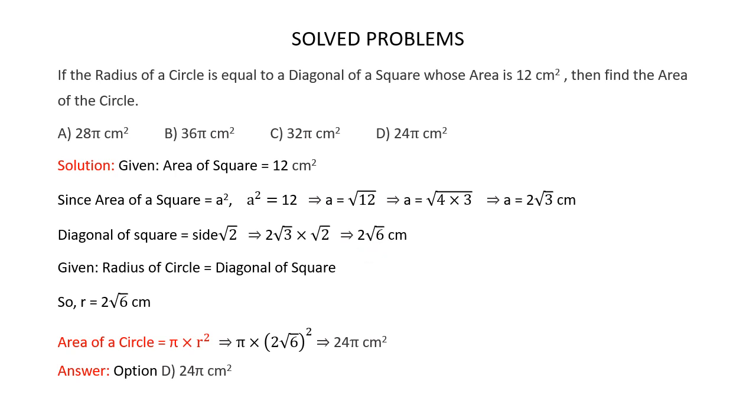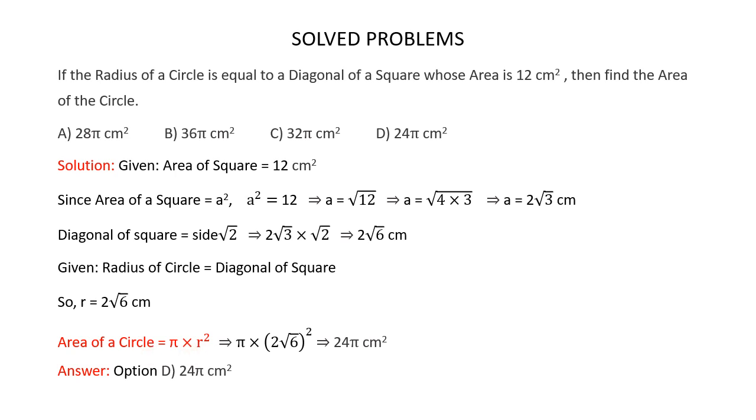Now it's given that radius of the circle is equal to the diagonal of the square. Now we know that the diagonal of the square is 2 root 6 centimeters. So radius of the circle is also equal to 2 root 6 centimeters. Now that we know the value of the radius of the circle, we can easily calculate the area of the circle by substituting the value of r in this formula.